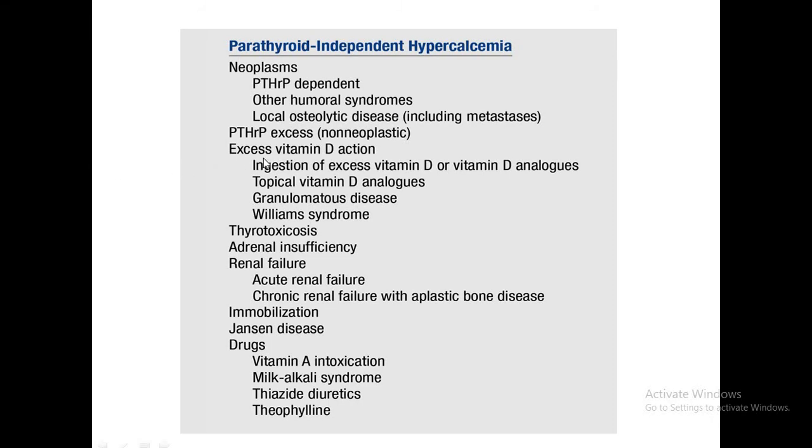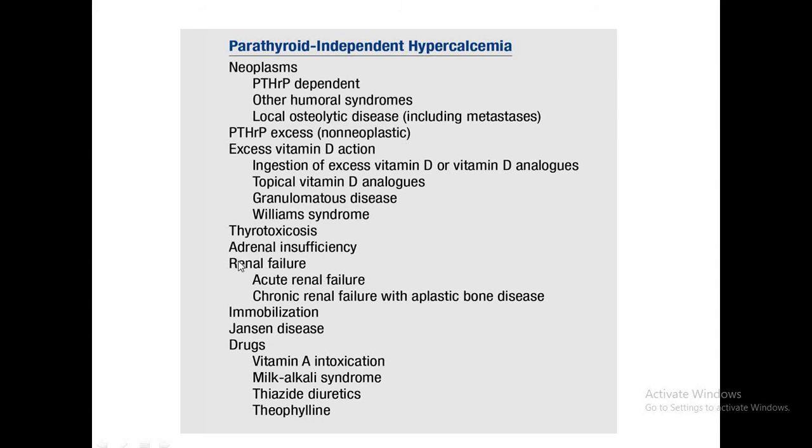The second important cause could be excess vitamin D action. Either it could be due to excess vitamin D itself, or due to granulomatous disease like sarcoidosis, or due to Williams syndrome. Other endocrine conditions apart from hyperparathyroidism could increase the blood calcium levels independent of the parathyroid, and these are thyrotoxicosis and adrenal insufficiency.